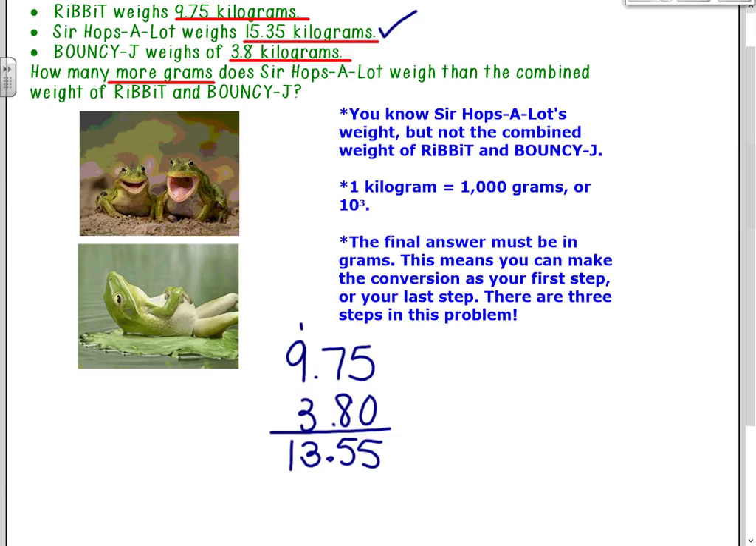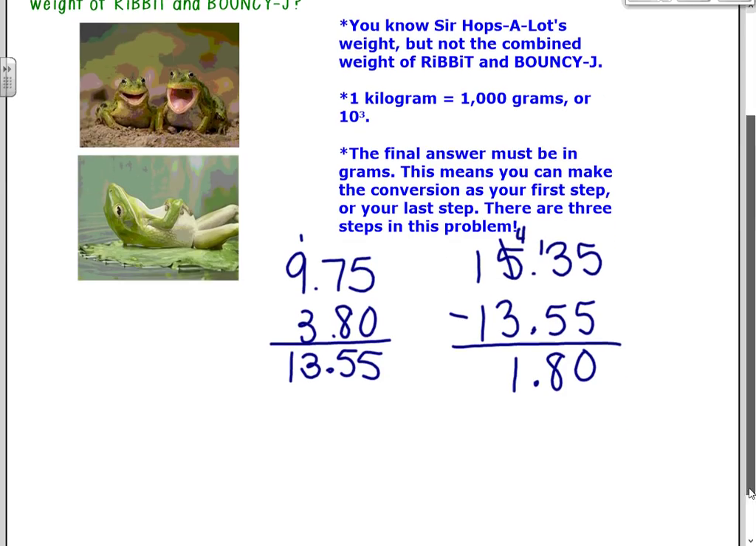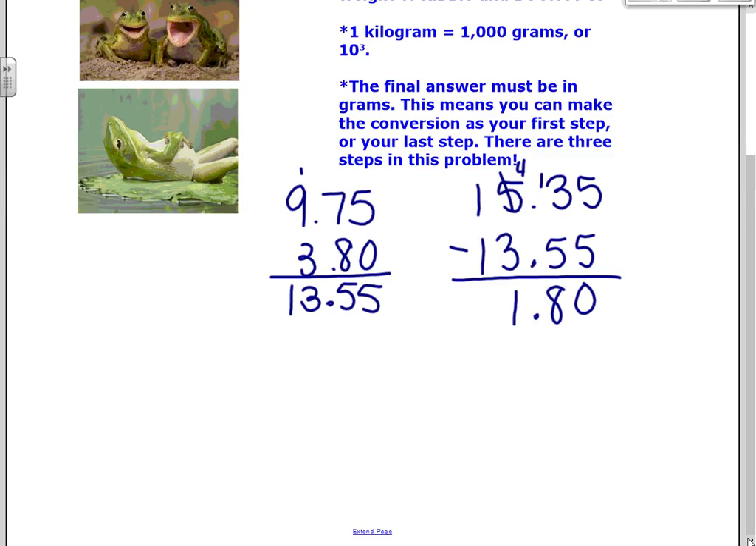Next, we take Sir Hopsalot's weight in kilograms. This is a heavy frog, by the way. 15 and 35 hundredths kilograms, and we're going to subtract 13 and 55 hundredths. He weighs 1 and 8/10 kilograms more, but we want to know how many more grams he weighs. So I have 1 and 8/10 kilograms equals how many grams?